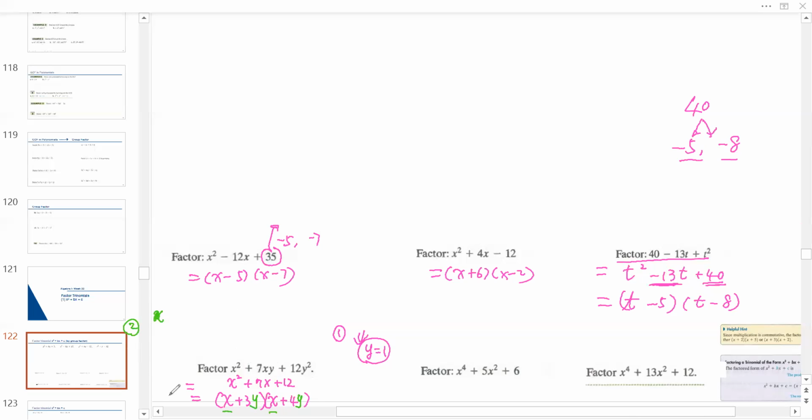Exactly like what I'm doing right now. Actually, this is the best method ever. Just consider y as the 1, but you need to double check. Make sure you can exactly match up here.